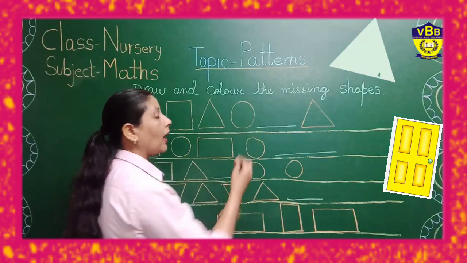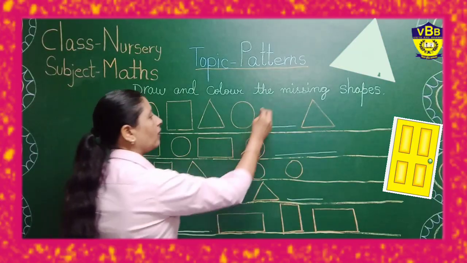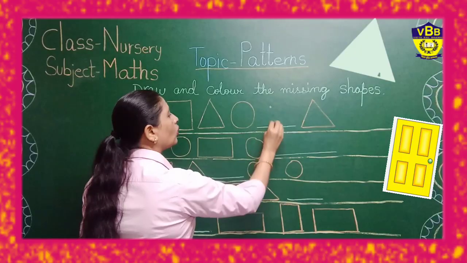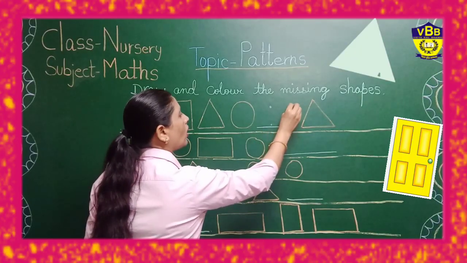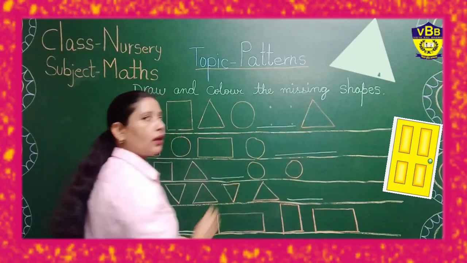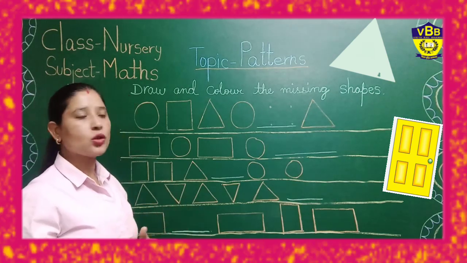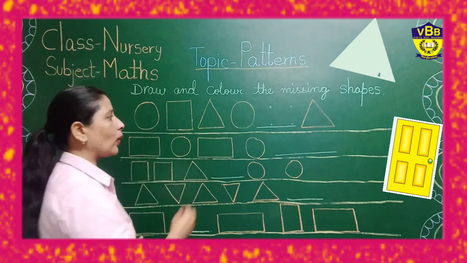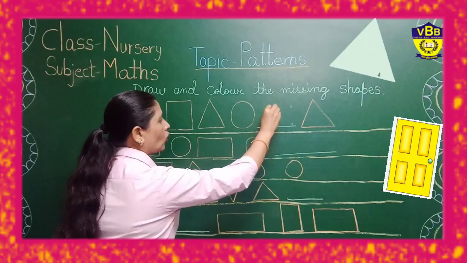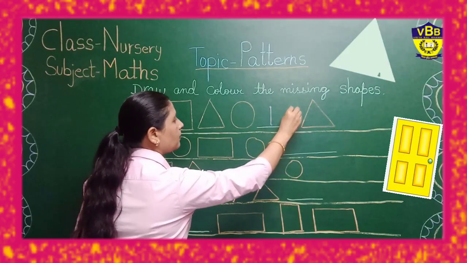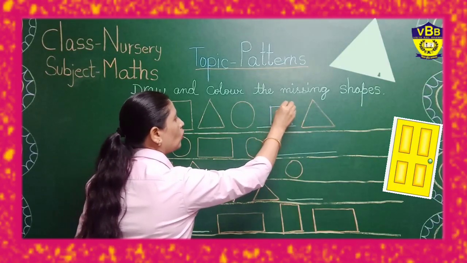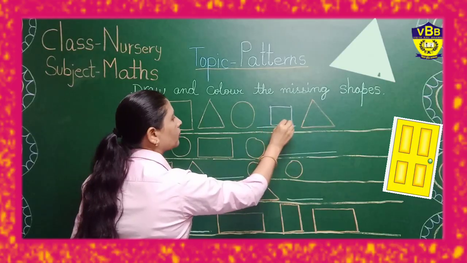Square will come. And how do we make a square? First you have to put 4 dots like this. Right, my little tiny toes? Now with the help of lines, we are going to make the square shape. So 2 standing lines, 2 sleeping lines.